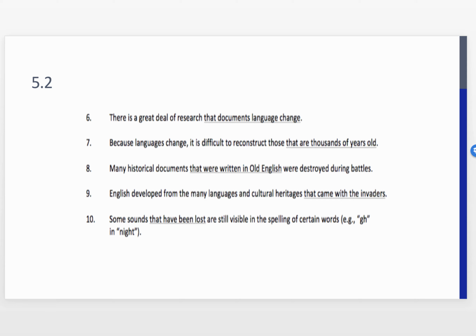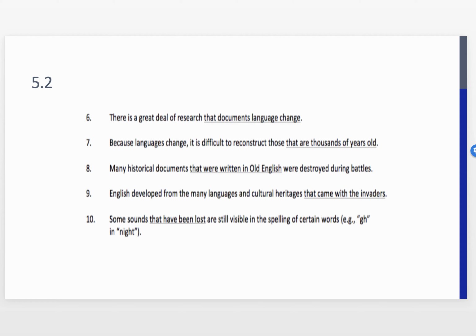Number 7, again, we have the adjective clauses that are thousands of years old. But again, we can see that essential adjective question. It is difficult to reconstruct those. Those what? Those that are thousands of years old. So notice, we'll see later that this cannot be a noun clause, right? It cannot be a noun clause because it cannot be replaced by a pronoun. You cannot say it is difficult to reconstruct those, it. Okay, so this is an adjective clause.